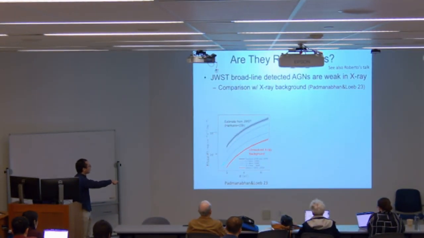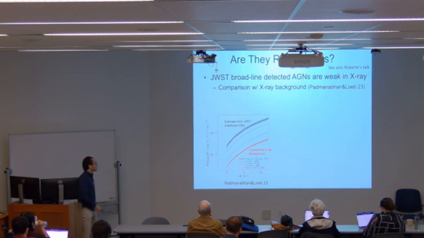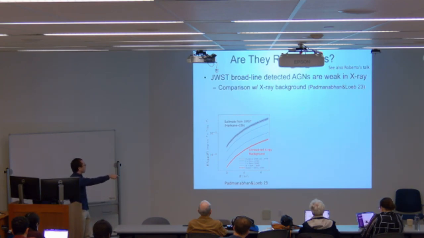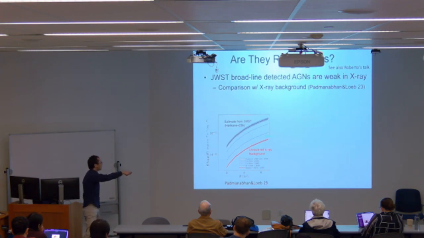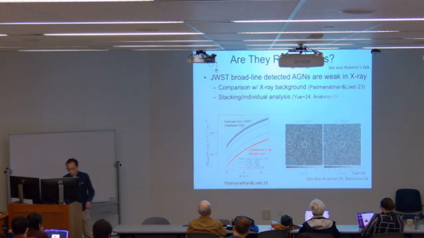So this red curve is an actual measurement of the unresolved X-ray background. And this black curve is estimated from the JWST-detected broad-line AGNs, using the number density from our study and assuming a typical AGN spectrum. As you can see, the estimate from JWST is about 10 times higher than the actual unresolved X-ray background measurement. So there is a tension between the JWST observations and the unresolved X-ray background measurements.